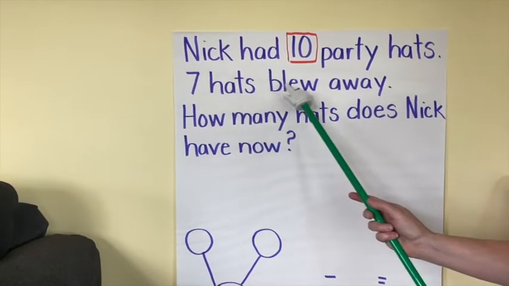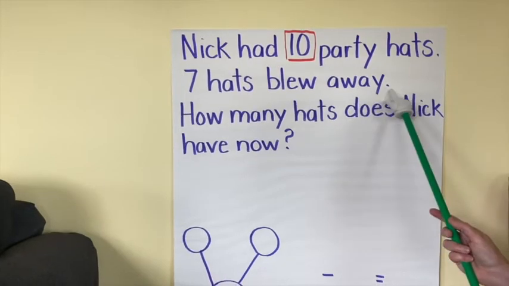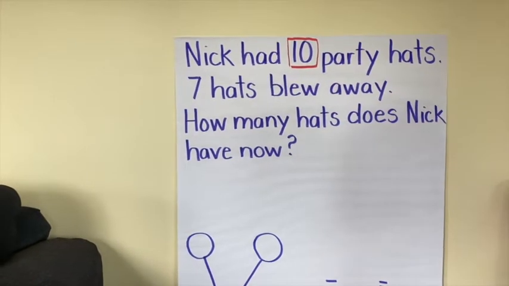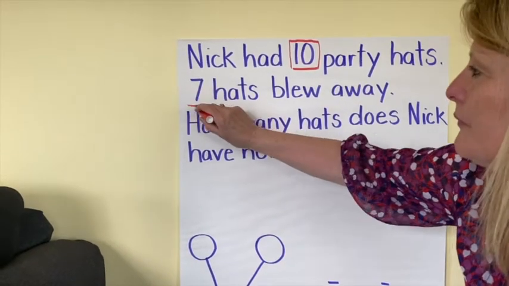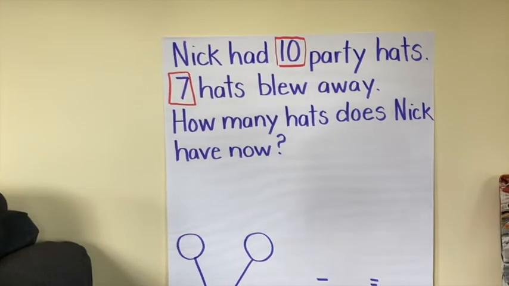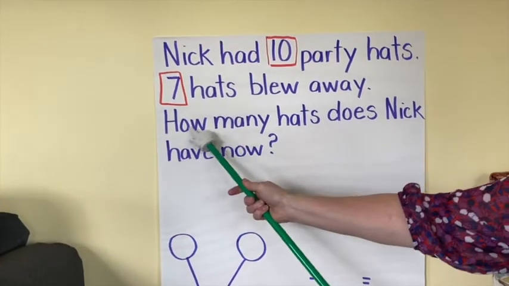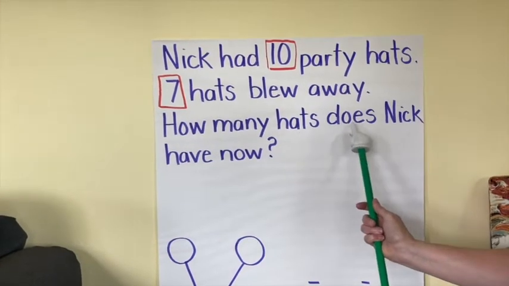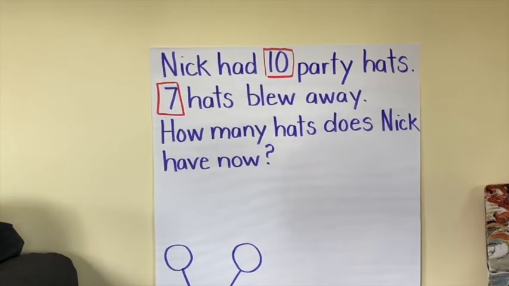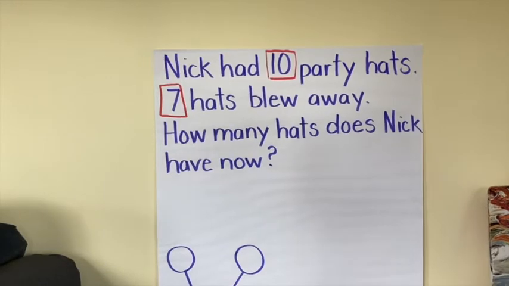7 hats blew away. Oop, there's a period. So I'm going to stop again and think to myself, ooh, there was a number, 7. I'm going to box that in. That's important to this word problem. How many hats does Nick have now? So my first thing is I need to draw a picture for this problem.